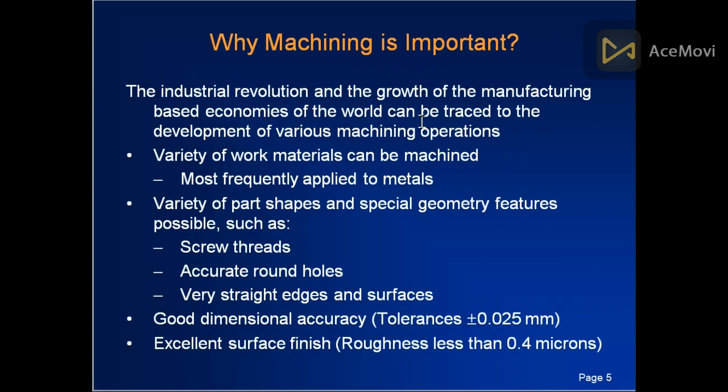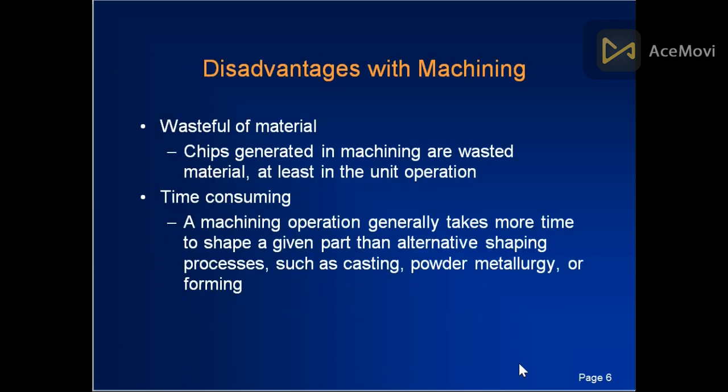Why is the machining process important? As the industrial revolution and the growth of manufacturing came into existence, a variety of work materials can be machined, most frequently applied to metals. A variety of part shapes and special geometries can be made: screw threads, accurate round holes, very straight edges and surfaces, good dimensional accuracy. In machining, tolerances can be up to 0.025 millimeters. It's a very small value. Excellent surface finish, with roughness less than 0.4 microns.